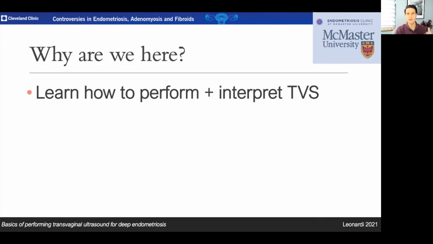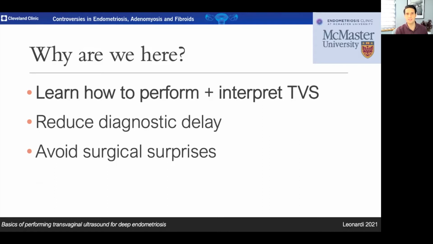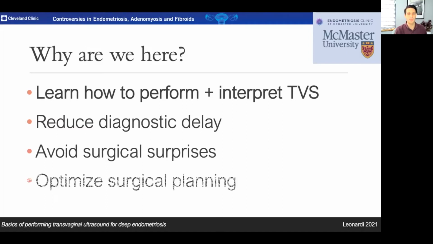Well, we have recognized gaps in the diagnosis of endometriosis leading to a diagnostic delay for patients. So by learning this technology, we may be able to reduce the diagnostic delay that patients experience, allowing them to get treatments earlier. For the surgeons in the room, we have recognized that because of the challenges in diagnosing endometriosis, surgical surprises are unfortunately something that we experience. And of course, we would like to avoid these surgical surprises, and using imaging will allow us to do that.